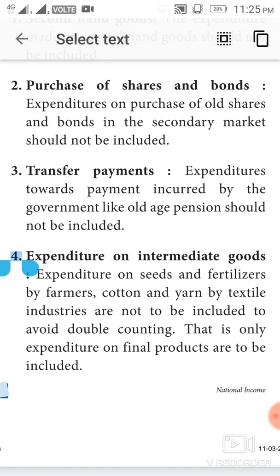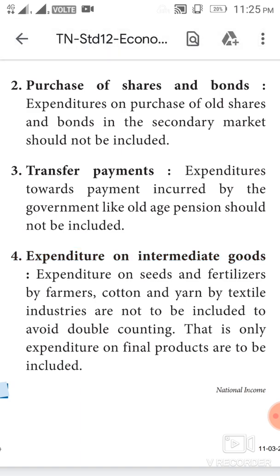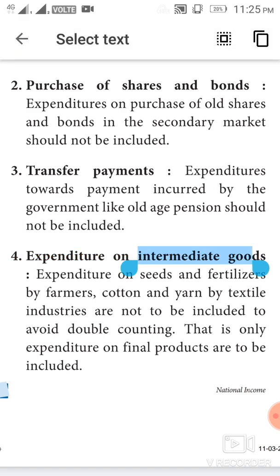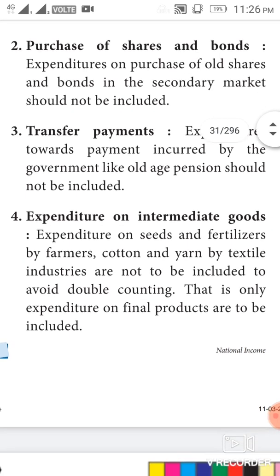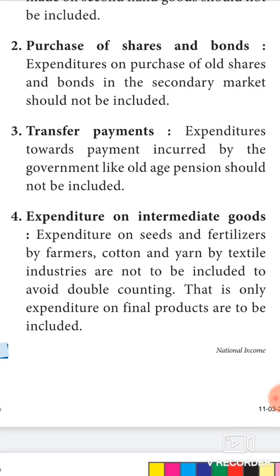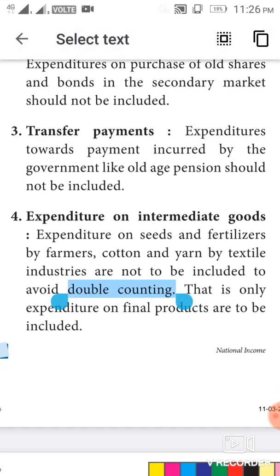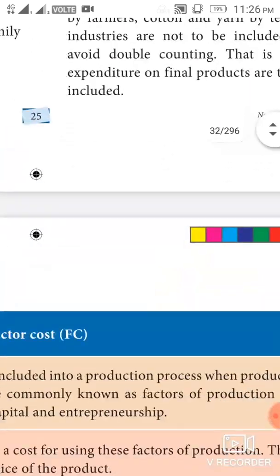Fourth, expenditure on intermediate goods. The meaning of intermediate goods is producer goods or semi-finished products. Expenditure on seeds and fertilizer by farmers, cotton and yarn by textile industries are not to be included to avoid double counting. That is, only expenditure on final products is to be included.